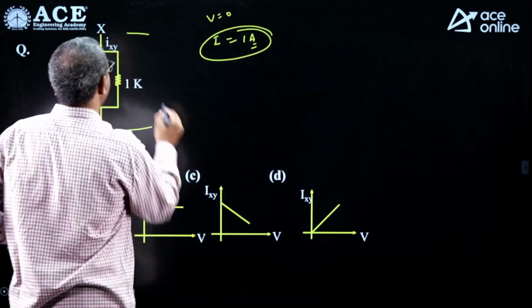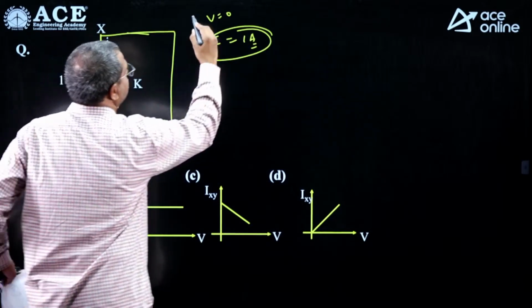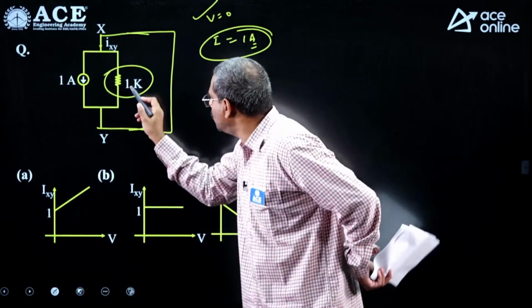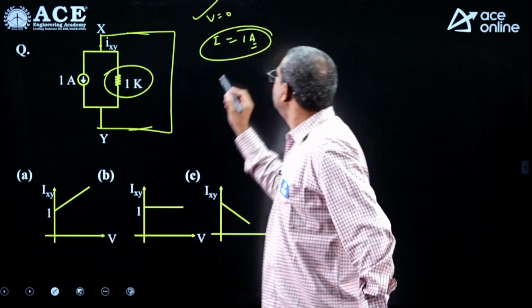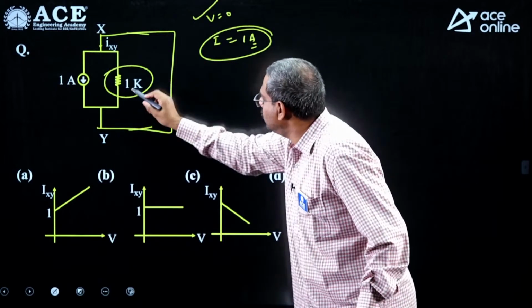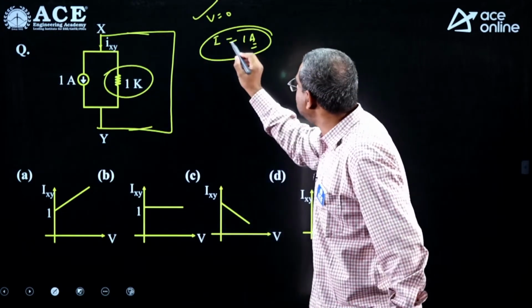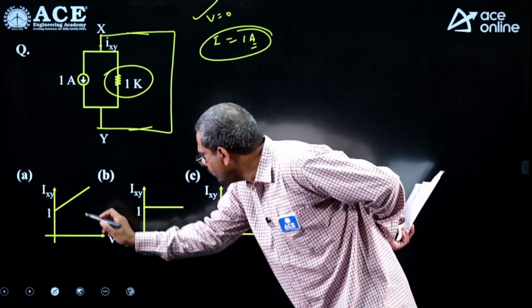Okay, when V is 0, short it. V is 0, short it. And this current will flow because this becomes redundant. Then I is 1 ampere because this passive element in parallel to the short circuit is redundant. So this is the answer. So that means when V is 0, I is 1.